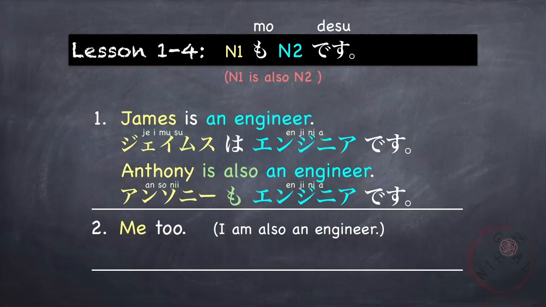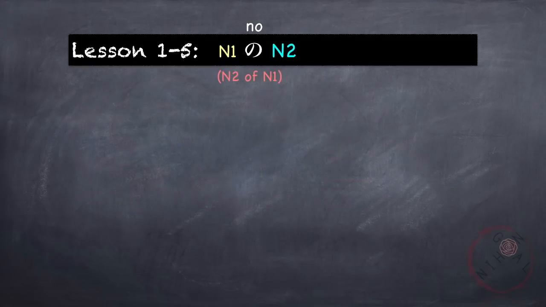Another example, if you want to say, I am also an engineer, you say watashi mo. So you don't have to repeat engineer desu because it is already implied. Watashi mo. Me too. Our next grammar point is N1 no N2.